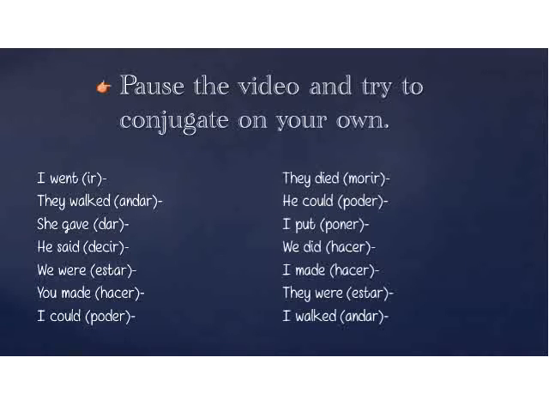So pause the video now to conjugate these on your own. I would pull up the irregular preterite handout that I sent you at the beginning of class, and look at that, because that will help you figure out how the stems are supposed to change. So go ahead and pause and see if you can conjugate these verbs.